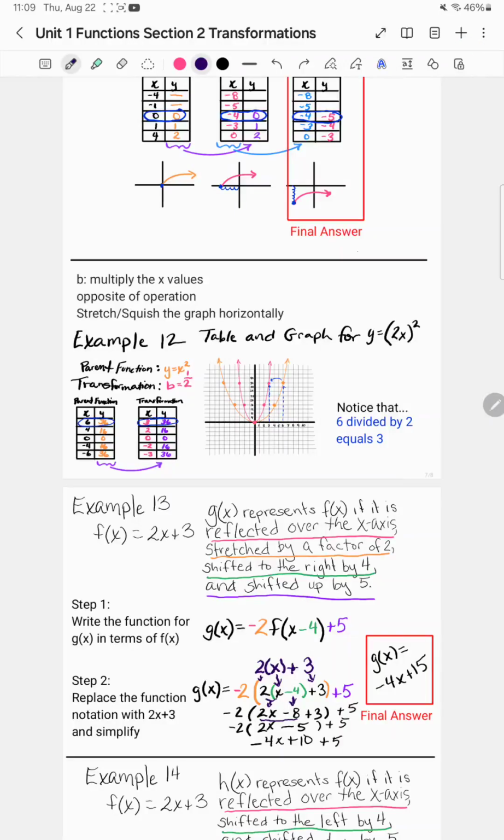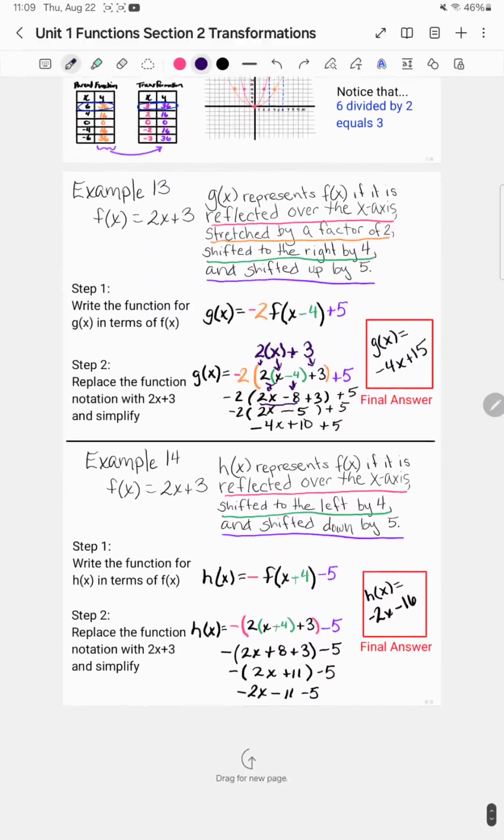So that's example 13. That's one of those that's the blank in the book, in the folder. So you want to make sure you add example 13 into your notes. So copy that into your notes.